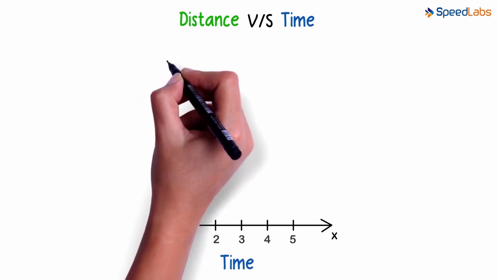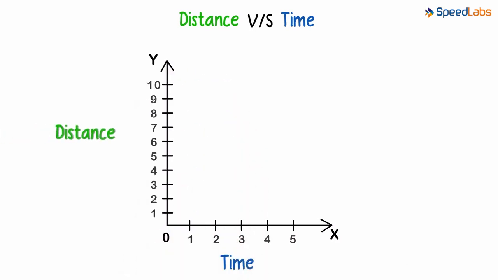How do we understand the graph of distance versus time? Let's have time on the x-axis and the distance on the y-axis. The time on the x-axis has intervals of 1 minute and the total distance covered has intervals of 1 kilometer on the y-axis. This graph will help us see how far the vehicle moved over time.